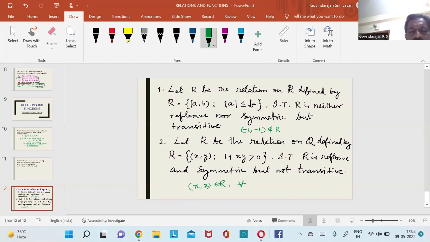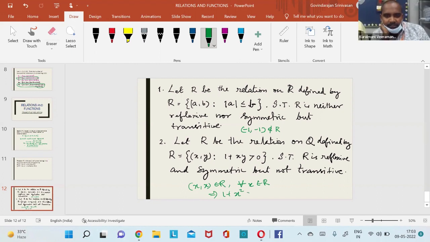So for every x, (x, x) means 1 plus x into x, 1 plus x squared, is greater than 0. For any real number, x squared is a positive number. Therefore, 1 plus x squared is always greater than 0. So, therefore, it is a reflexive relation. Am I right, sir? Yes, sir, correct.